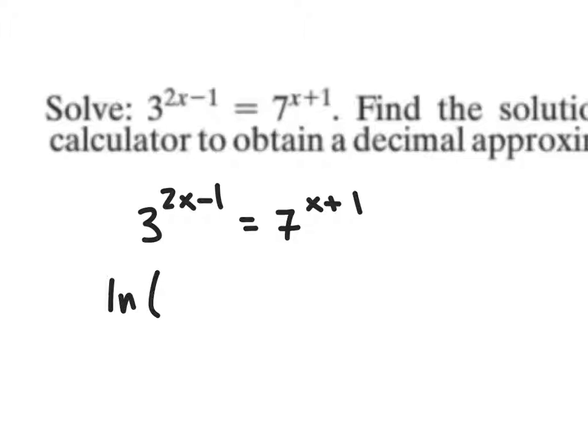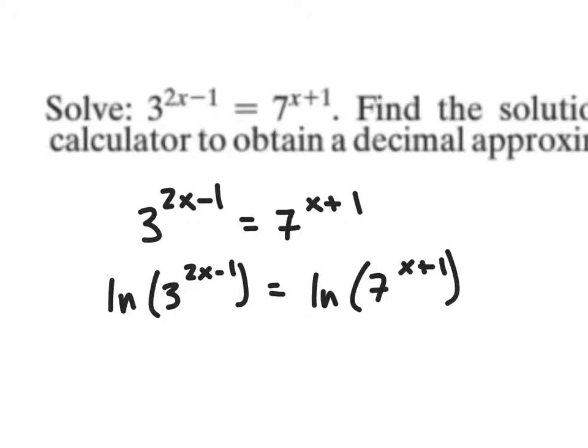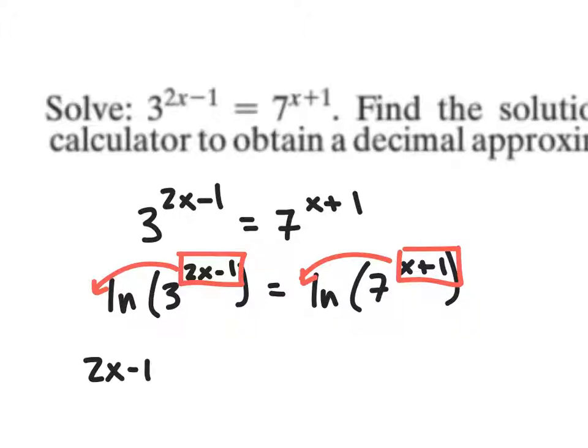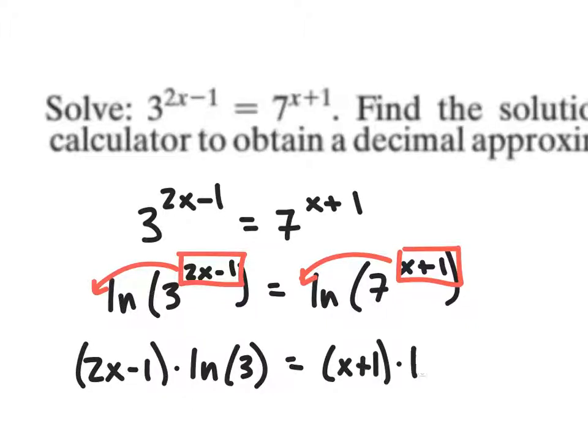And so natural log of 3 to the 2x minus 1 power is equal to the natural log of 7 to the x plus 1 power. So what I want to do is take my exponents and bring these out front and get rid of them as exponents. Okay, so I've got 2x minus 1, all right, times the natural log of 3 is equal to x plus 1 times the natural log of 7.